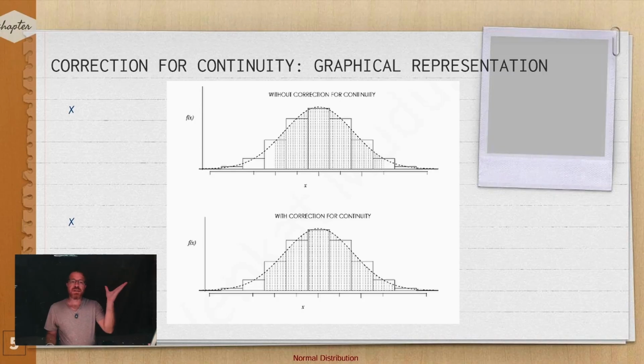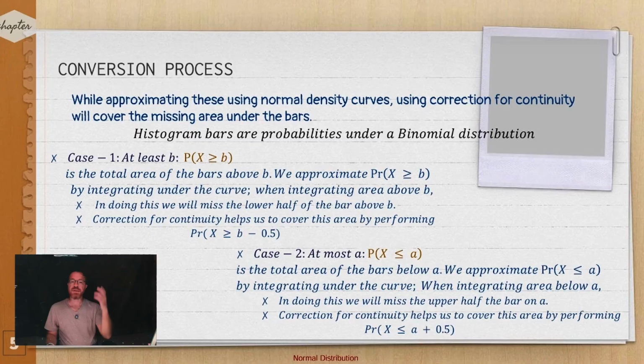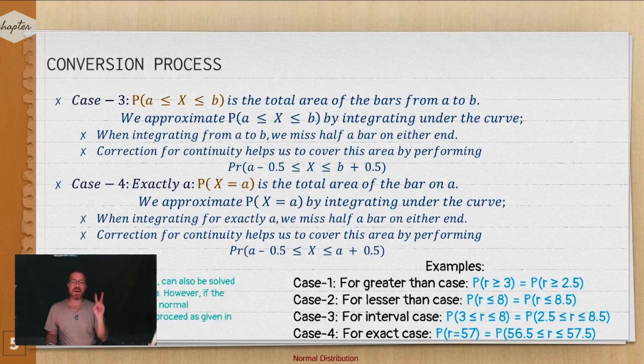Looking at this slide, you can see an example of what we mean whenever we're doing our correction for continuity. You can see in the upper graph that when we did our normal probability, it splits that box in half. And with correction for continuity, we take that into account. You can also see our conversion process. Case 1, where we had greater than or equal to, we subtract 0.5. Case 2, where we have less than or equal to, we add 0.5. Case 3, where we have between A and B, we subtract 0.5 from A, we add 0.5 to B. And last case, when we have that x is equal to some value, you add and subtract 0.5 to that value.